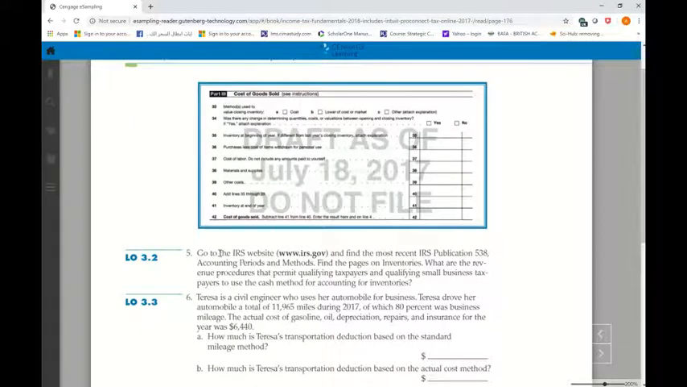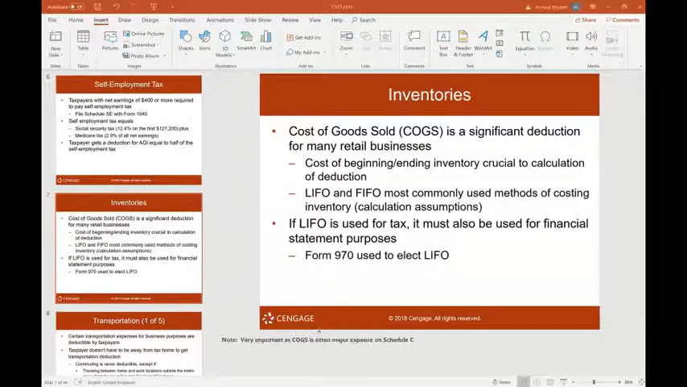So we'll ignore problem 5, which is go to the IRS website and find the most recent IRS publication. So we'll ignore this question. So we'll return back to the slides.